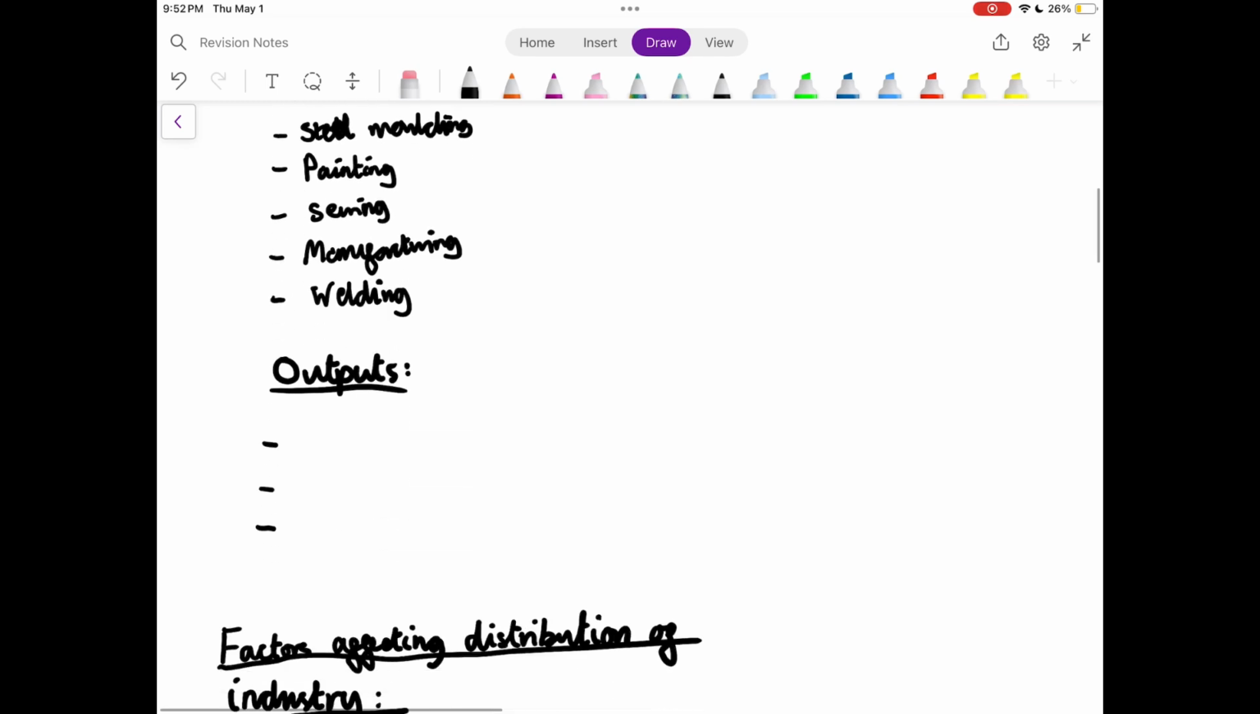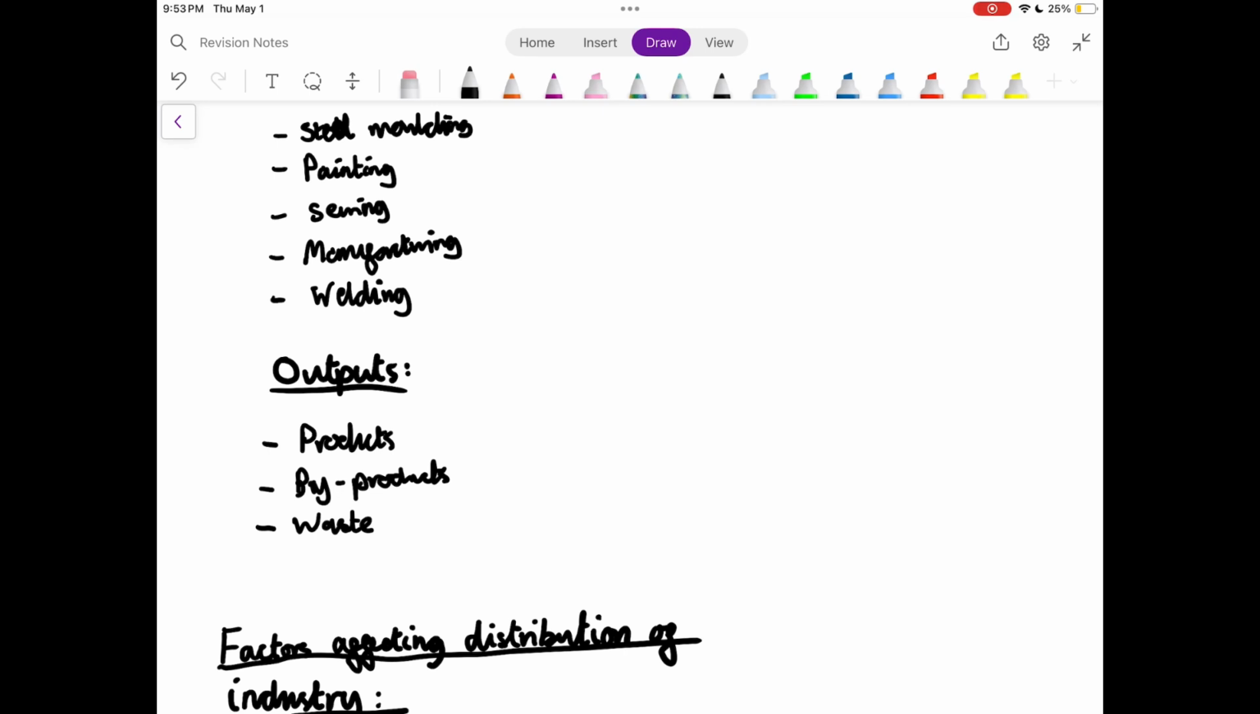And finally, some examples of outputs include products. So this is what is produced at the end of an industrial system. Byproducts, which are other products that are formed alongside the main product that is intended to form, and also waste is formed.